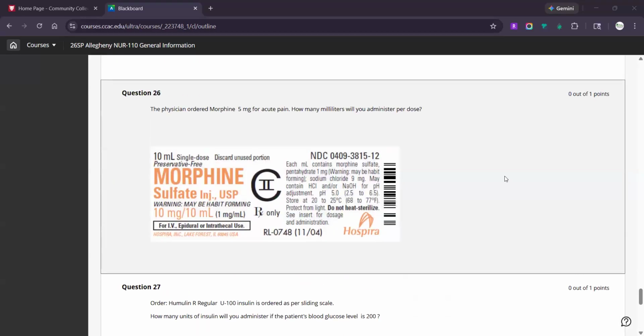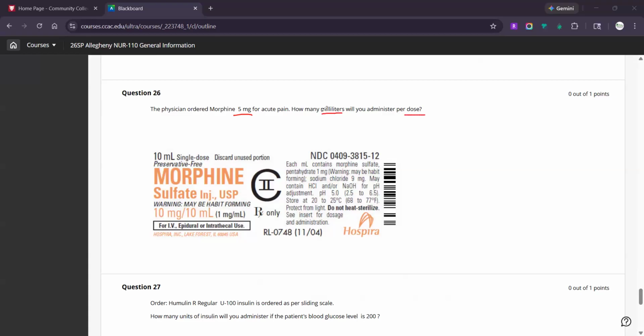Another morphine question, different label though. This one says physician ordered morphine 5 milligrams. How many milliliters do we administer per dose? It didn't even give you any information about the dosing. But notice here it tells you it's 10 milligrams per 10 ml, and then it reduces it down to 1 milligram per ml. So this is a little bit different description of the vial.